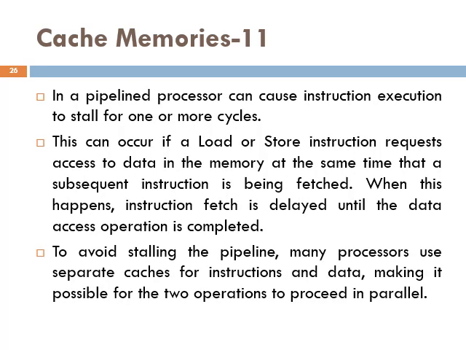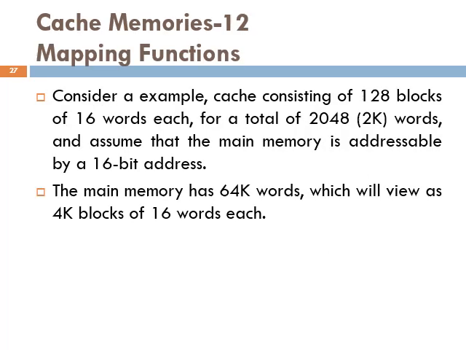In a pipelined processor, a cache miss can cause instruction execution to stall for one or more cycles. This can occur if a load or store instruction requests access to data in the memory at the same time that a subsequent instruction is being fetched. When this happens, instruction fetch is delayed until the data access operation is completed. To avoid stalling in the pipeline, many processors use separate caches for instructions and data, making it possible for the two operations to proceed in parallel.